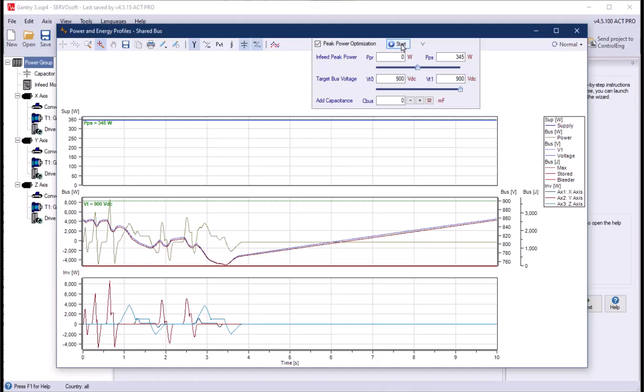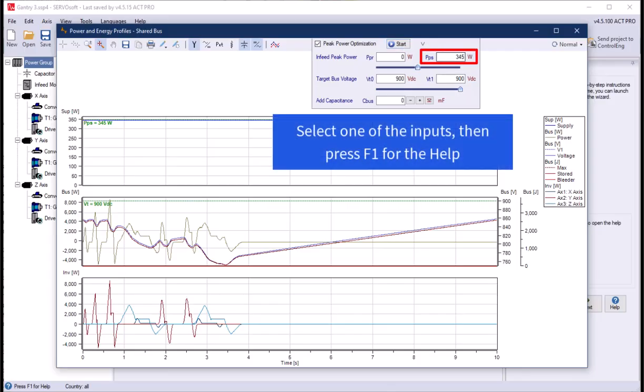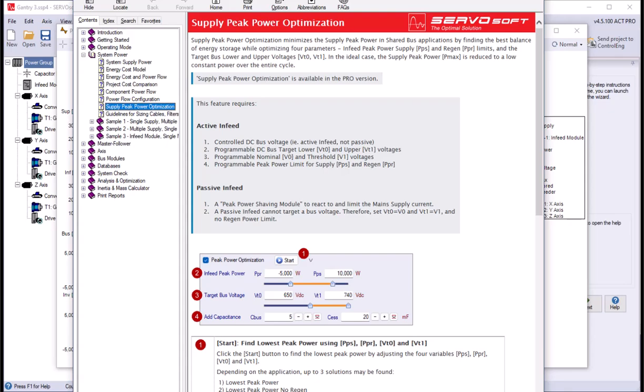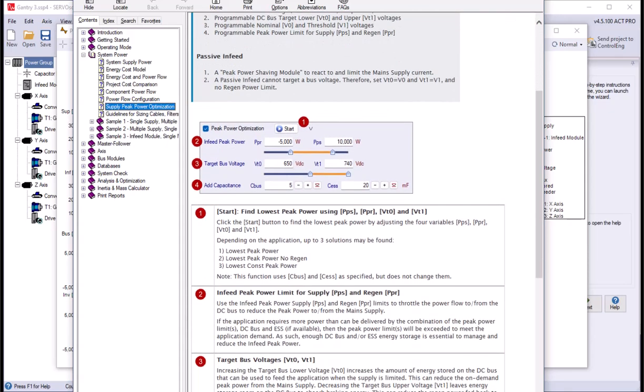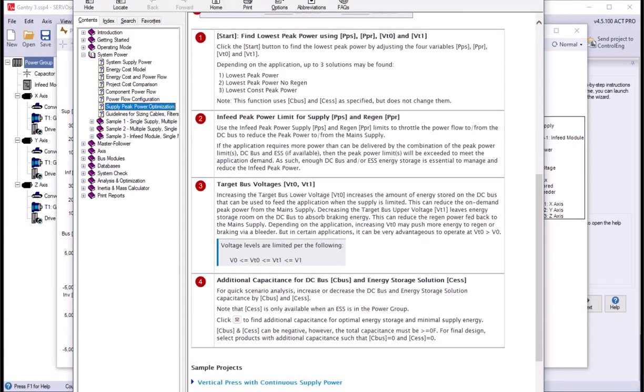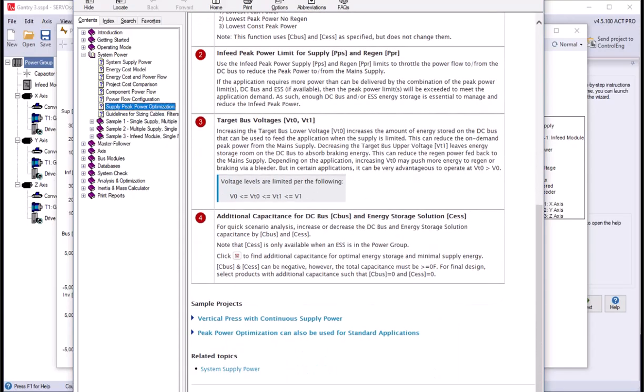The supply peak power optimization topic is explained in detail in the help file. To load the help page, put the mouse cursor in any of the supply peak power optimization inputs and press F1. It covers everything discussed in this tutorial, including the 4 optimization parameters, PPR, PPS, VT0, and VT1, as well as the 2 sample projects.